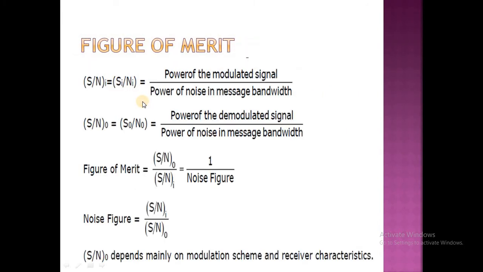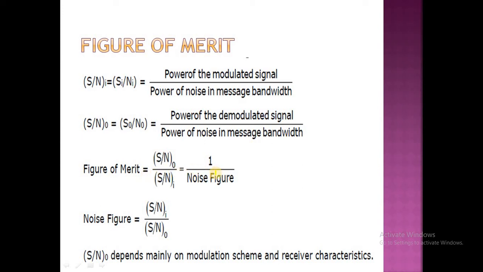And next one, figure of merit. Figure of merit is also one of the important factors in communication. Signal to noise ratio at the input is equal to the power of the modulated signal to the power of the noise in message bandwidth. Signal to noise ratio at the output is equal to the ratio of the power of the demodulated signal to the power of the noise in message bandwidth.